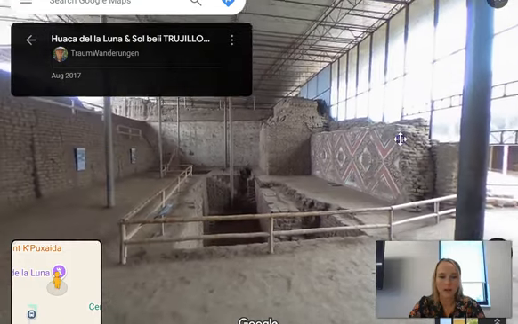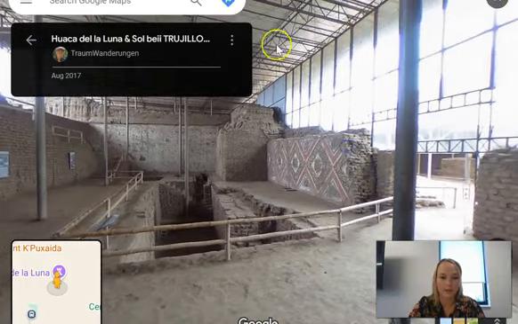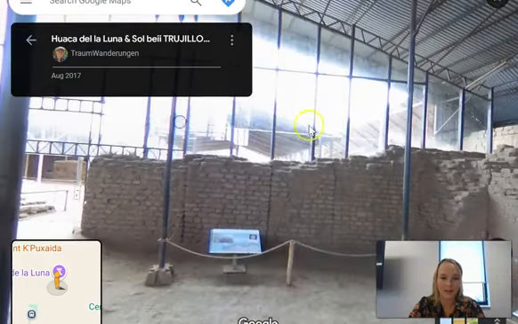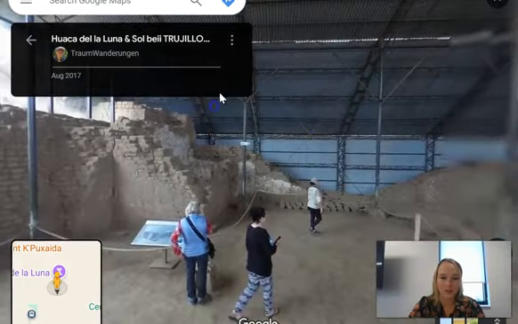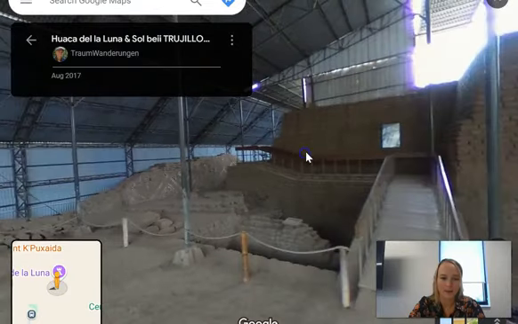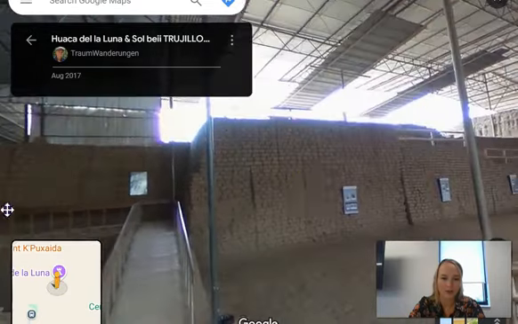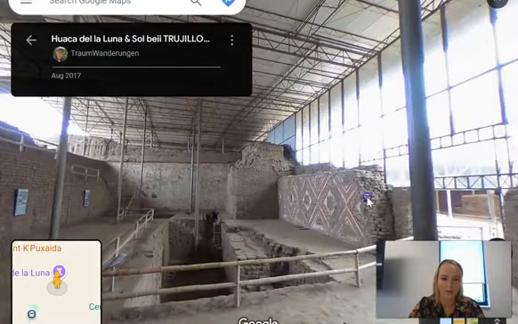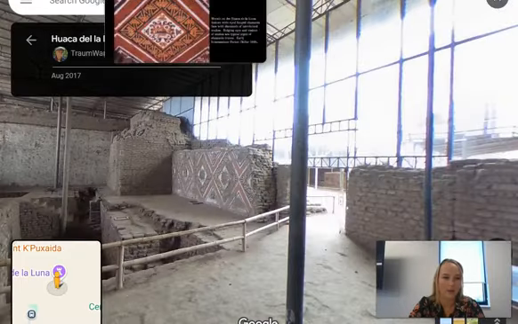This is what it looks like on Google Maps. You can see they've protected some of these areas. You can see all the mud bricks that they used to create these structures, and we're in that patio platform area up at the top right now.